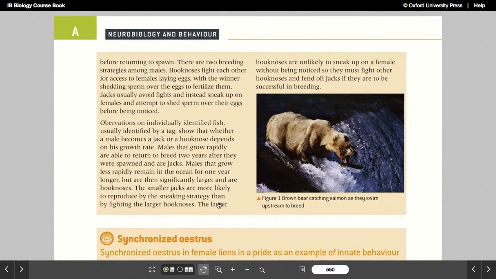And they found that this occurs when males that grow rapidly tend to be jacks, and males that grow less rapidly tend to be hooknoses. They grow slower, but then they end up being larger. And then jacks have an early growth spurt, but then they're smaller, so it's just advantageous for them to have that kind of behavior.